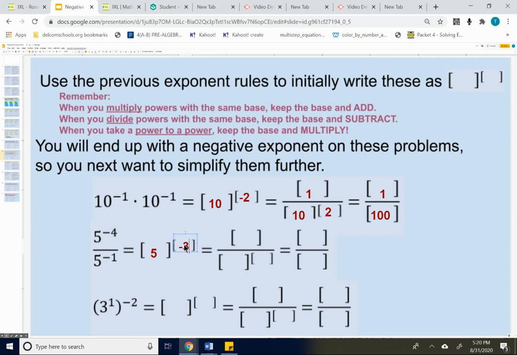Okay, so now we have a negative exponent. We want to get rid of that. So we're going to keep the 5 the same, change the negative 3 to a positive 3, and put a 1 on top. So we have 1 over 5 to the third. Okay, you may not know 5 to the third in your head.